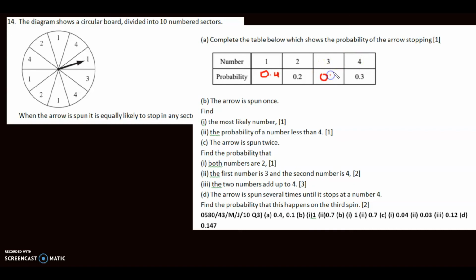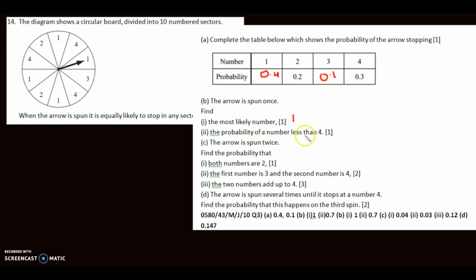Also you can check by adding all these probabilities and seeing if we get 1 or not, because the sum of all probabilities is 1 and we do get 1 by adding all these numbers. Okay, part B. The arrow is spun once. Find the most likely number. So which one of these numbers has the highest probability? It's 1. So the answer is 1. 1 is the most likely number.